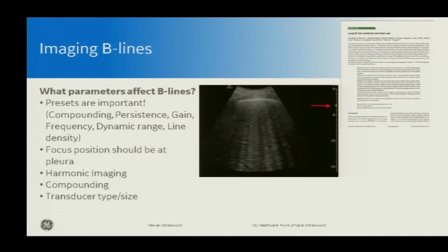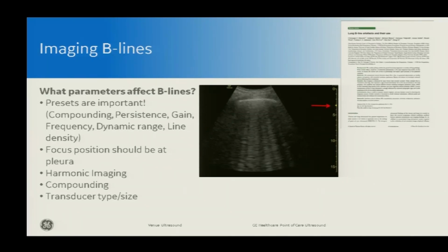Now, what parameters affect B-lines? You'll hear me talk in just a few moments while I'm scanning an actual patient with B-lines and give you some examples of these parameters, turning them on and off and how they affect the B-lines. The preset is very, very important with B-lines. Remember, they're an artifact. And in general, with ultrasound, in the past, we've tried to mostly reduce or eliminate artifacts from the image. But with B-lines, we actually want to preserve the artifact.